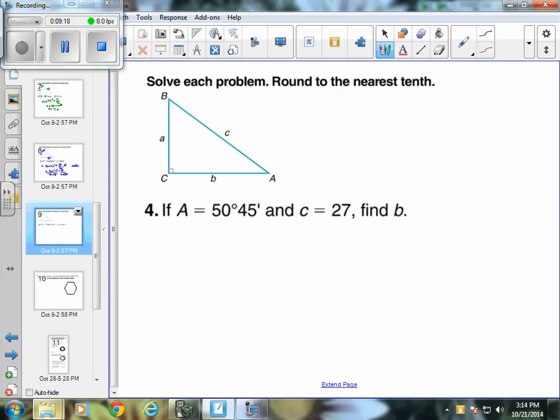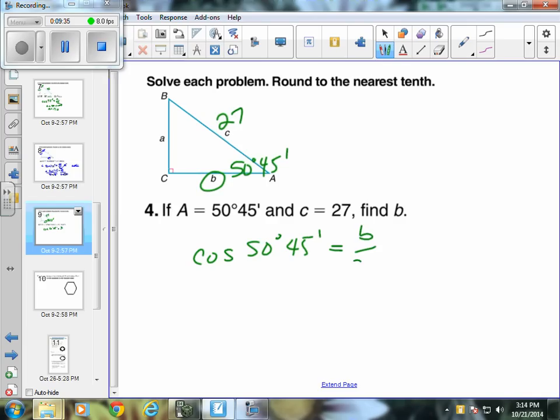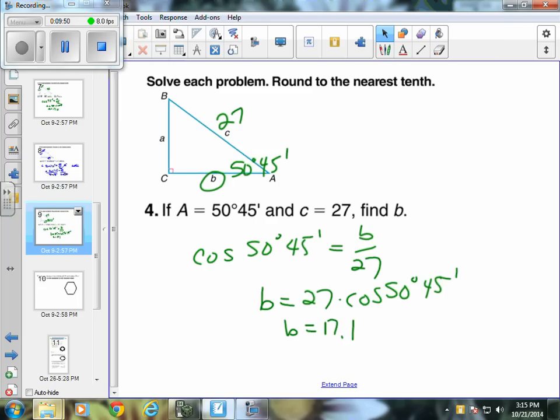All right, last one of these. So we get to practice our degrees minutes. So 50 degrees, 45 minutes is angle A. Side C is 27, and we're trying to find little b. So we want adjacent, and we have hypotenuse. That would be cosine. So cosine of 50 degrees, 45 minutes would be b over 27. We just multiply. So be careful when you type that in. So 27 times cosine of 50 degrees, 45 minutes. Use your angle menu. And little b looks like would be 17.1. So shortest leg across from the smallest angle. Just make sure those seem reasonable.